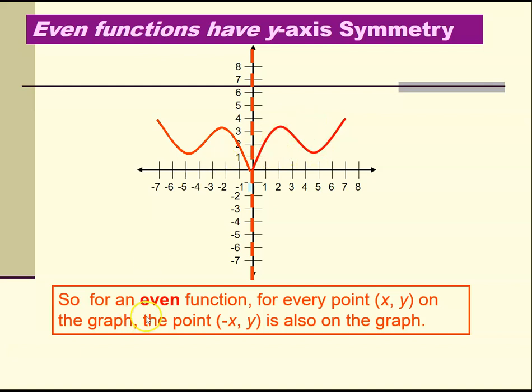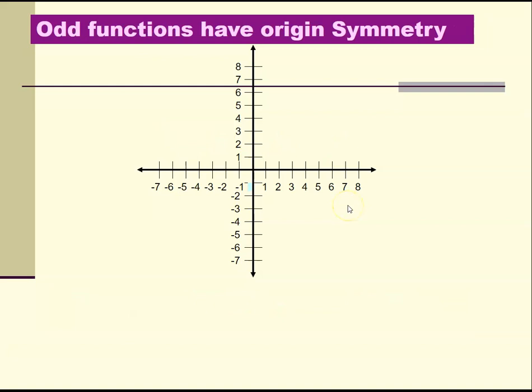here. For an even function, for every point x and y on the graph, the point negative x and y is also on the graph. So therefore, this one is an even function. Odd functions have origin symmetry. So what will happen to the even function?